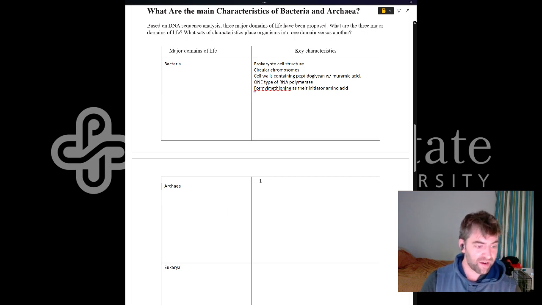So archaea also have a prokaryote cell structure, but archaeal cell walls do not contain peptidoglycan.